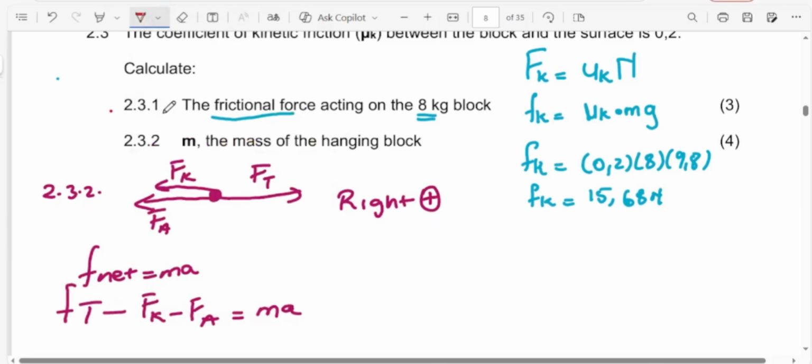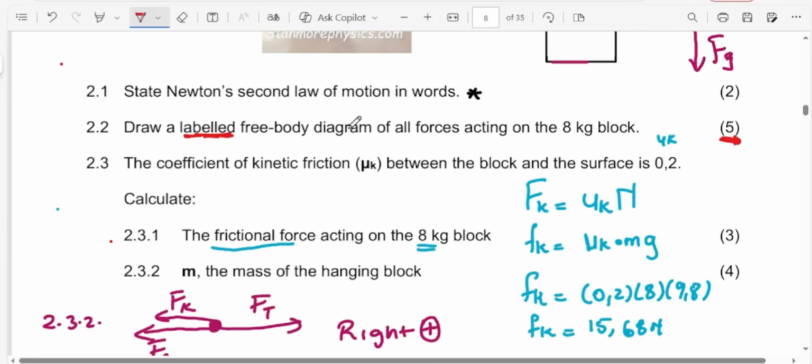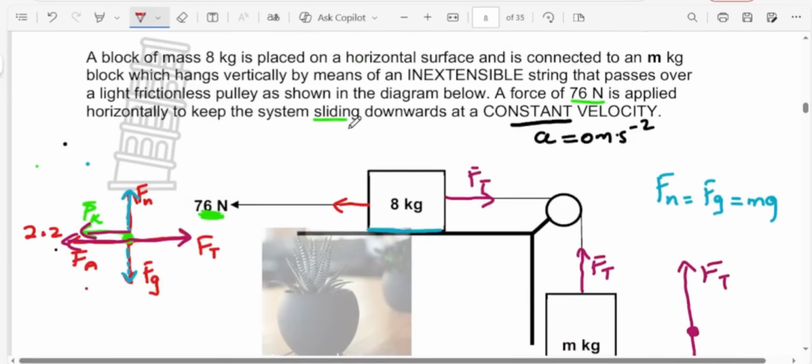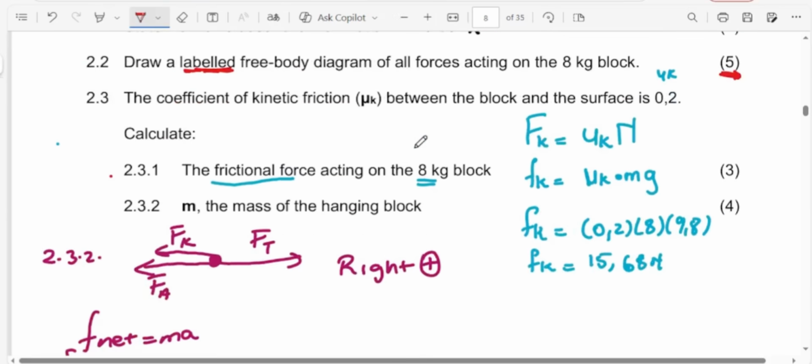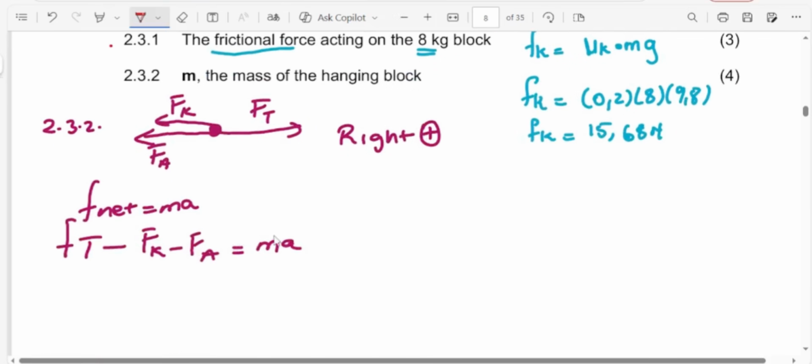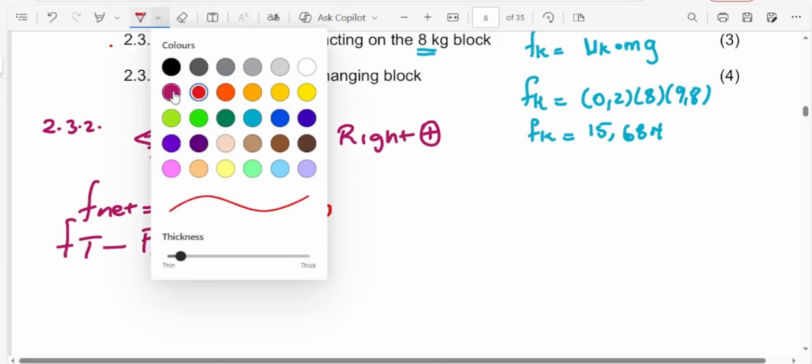But now we can use the acceleration. Remember, it was given that the acceleration is 0. Why? Because of the statement constant velocity. So now it's about time we use that, the constant velocity. So the acceleration is 0. What I know is that the ma will be substituted with 0, which will make everything easier.